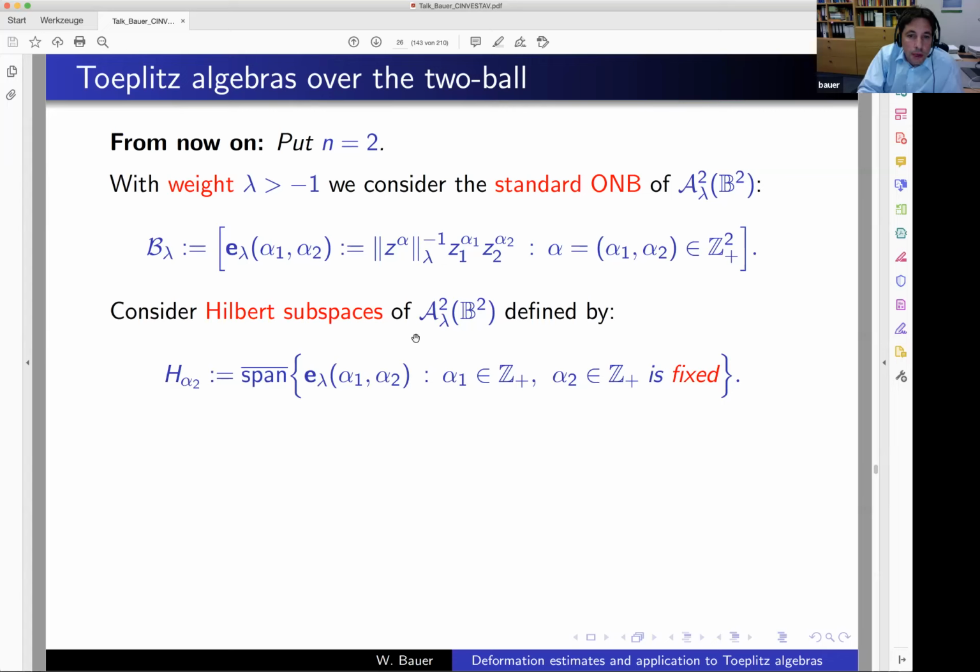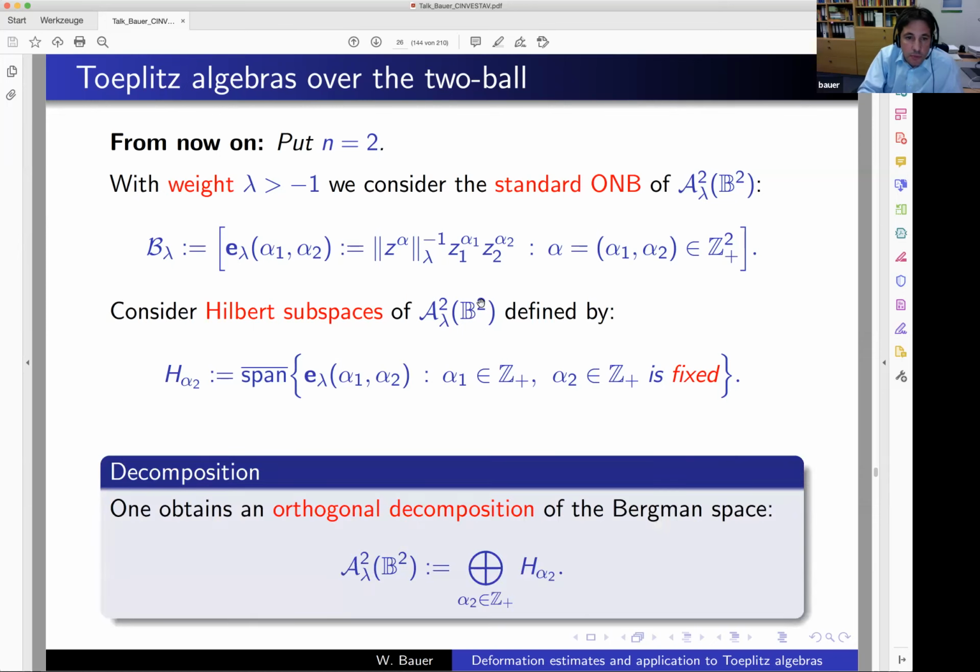And then I can form a Hilbert subspace of the whole Bergman space by fixing alpha 2 in this multi-index. So alpha 2 is fixed and just alpha 1 runs through Z plus. That gives us a bunch of vectors, and I look at the linear span of this, and that gives a new space, which is of course a closed subspace, a Hilbert subspace of the Bergman space. It's denoted by H alpha 2. And that gives now an orthogonal decomposition of the Bergman space of that type here. And now I want to describe these spaces H alpha 2 a bit more precisely.